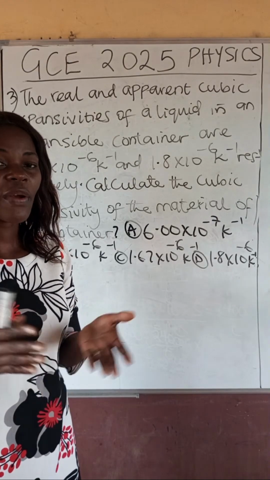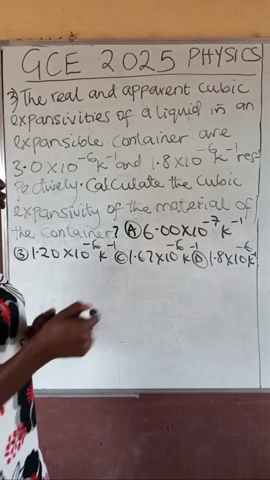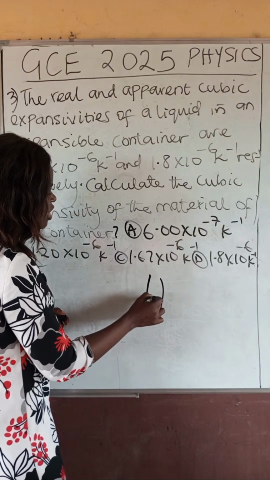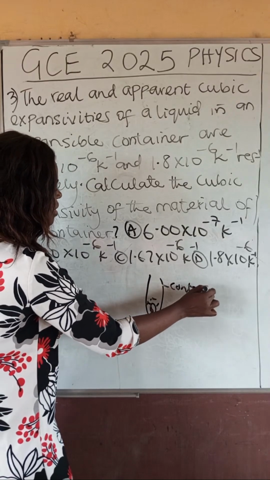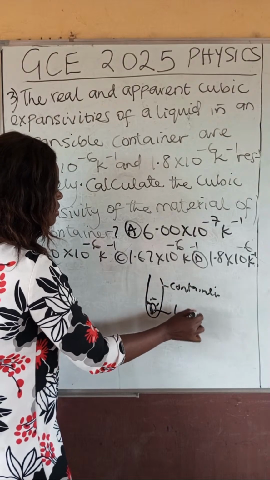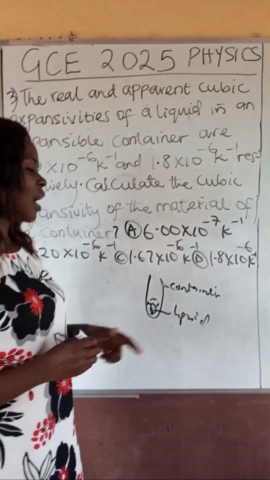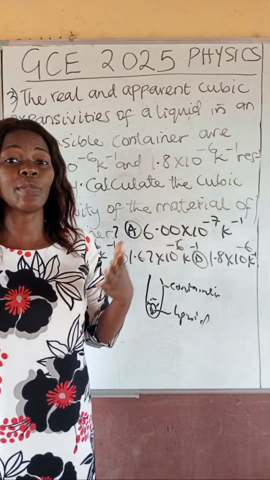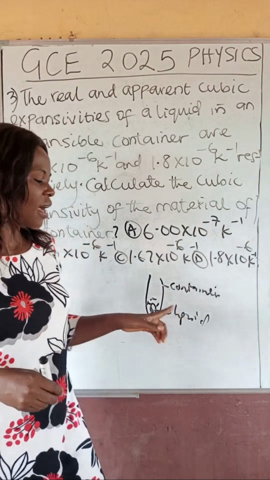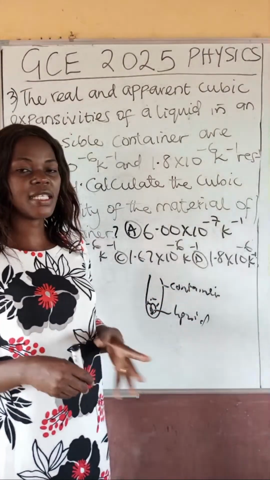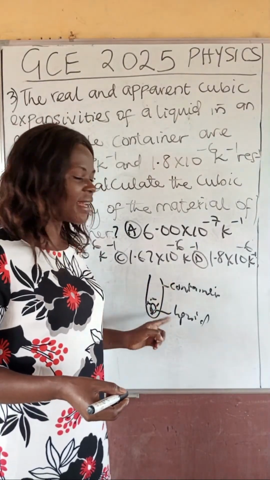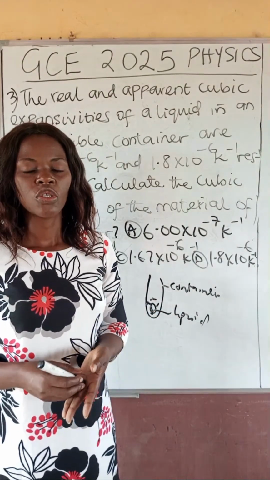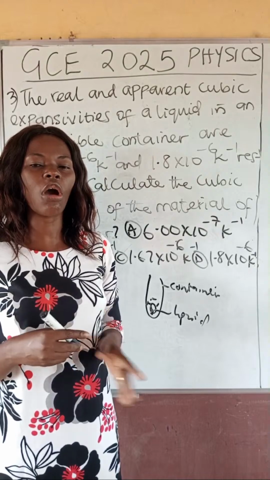For example, if you are heating a liquid in a container, this is the liquid, this container. Now, if this container is an expansible vessel, you know what is an expansible vessel? A container that can expand when heat is applied to it. Now, if this container is heated, the liquid inside will heat up and increase, while the container will also increase.